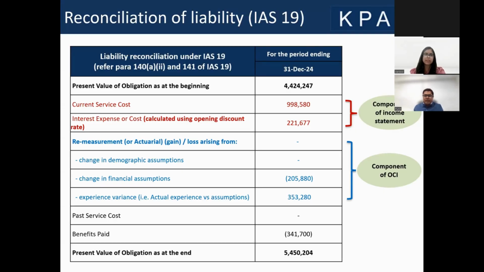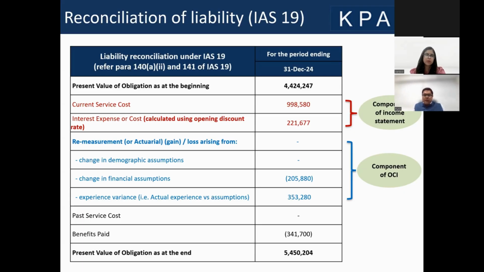Present value of obligation at the beginning of the period is the starting point, which represents the actuarial estimate of the company's liability as at 31st December 2023. Now, throughout the period, this liability changes due to several factors.